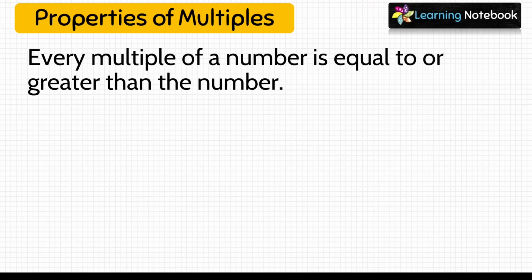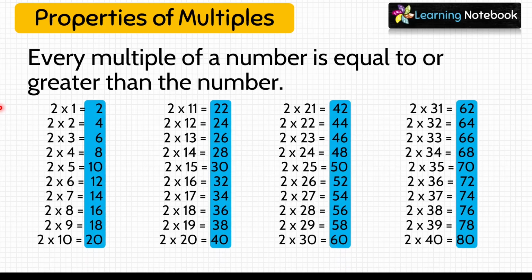Next property of multiples is every multiple of a number is equal to or greater than the number. Let's again consider multiples of 2. Here students, you can see every multiple of 2 is either equal to 2 or greater than 2. So remember that the multiple of a number can never be less than the number.